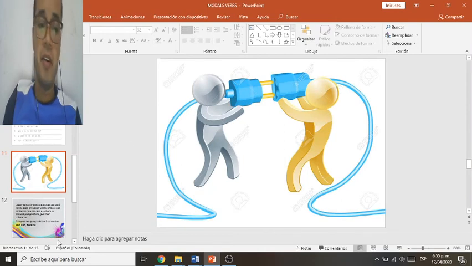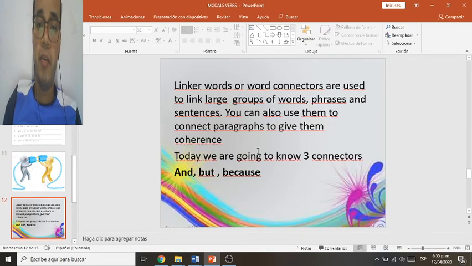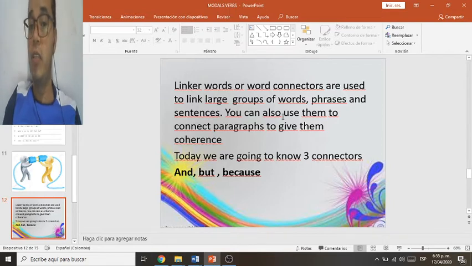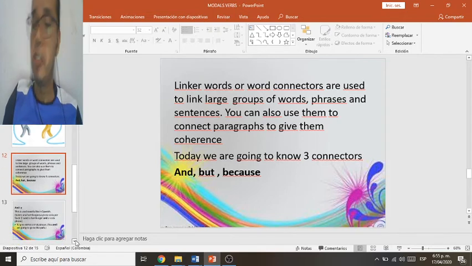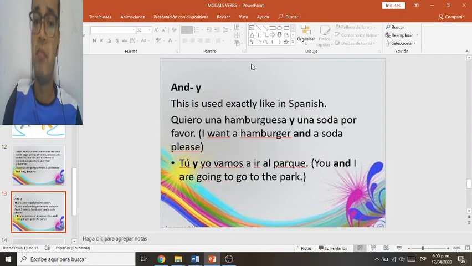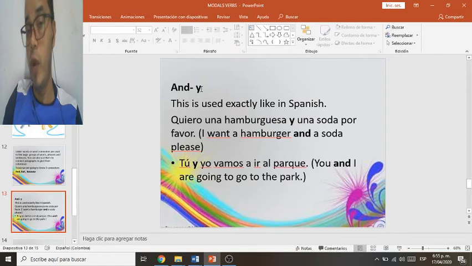So we have here some extra information, some linker words or group connectors are used to link large groups of words, phrases, and sentences. For example, we have and, but, and because. I know that you already know about them, but let's make a review about it. And, well, obviously, and is e. This is exactly like in Spanish.